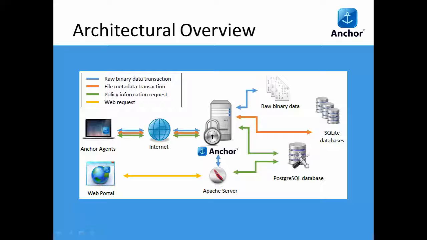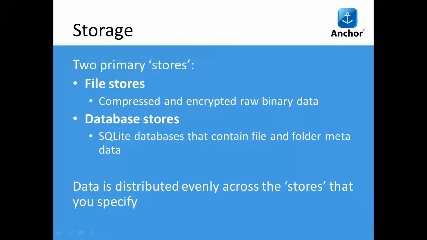In this top right corner, we have a few storage mechanisms. Let's talk about those. In Anchor, there are two primary stores. We have our file stores and we have our database stores. The file stores contain the compressed and encrypted raw binary data. The database stores contain many SQLite databases that contain file and folder metadata.